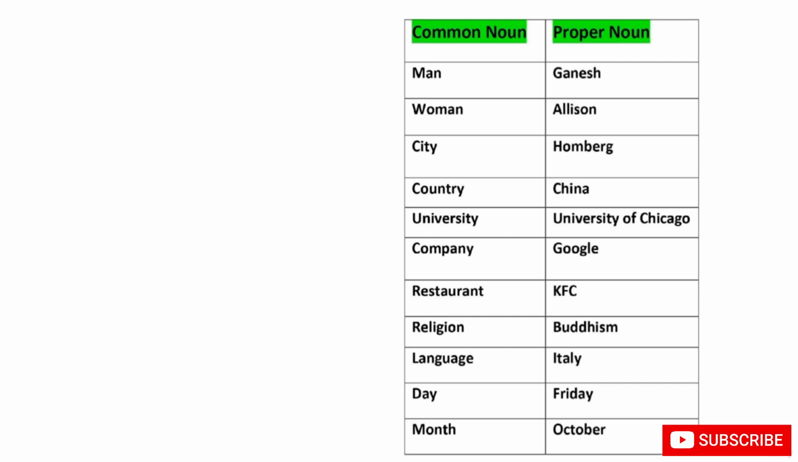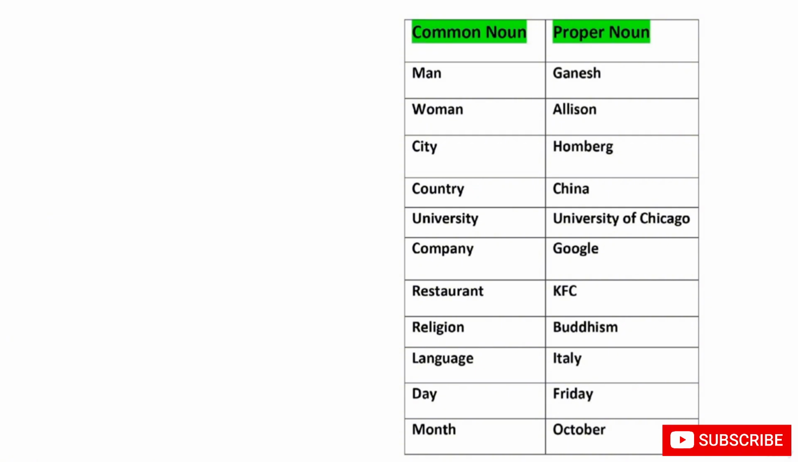In university, for example, when we talk about universities in general, we use it as a common noun. So the whole word is written in lowercase. That means in small letters. But when we're talking about a specific university, like the University of Chicago, notice that both the U in university and the C in Chicago are capitals. That's because it's a proper noun that refers to one specific university.